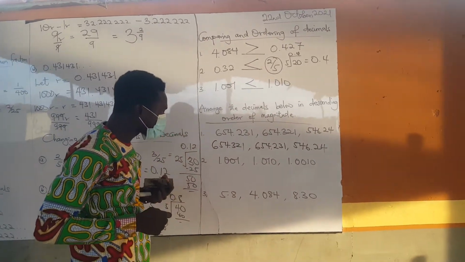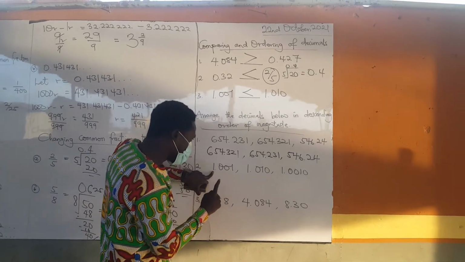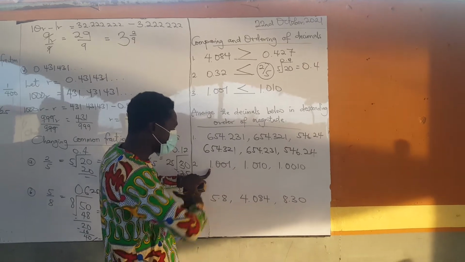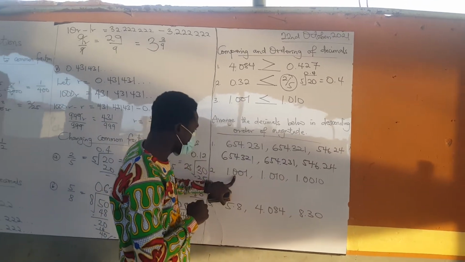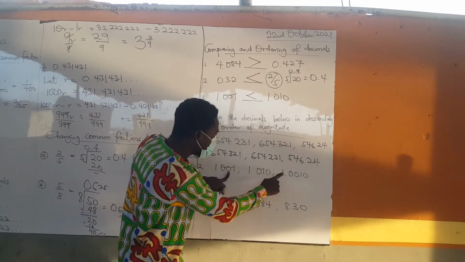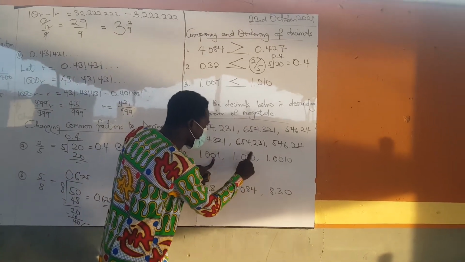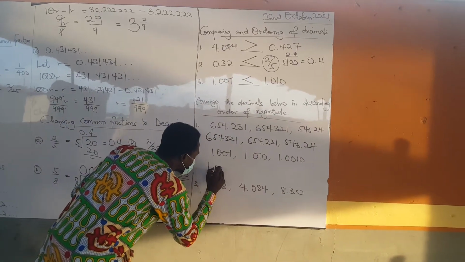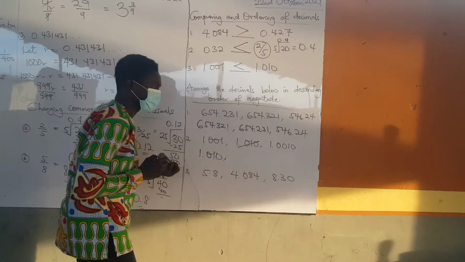Then when you come here, we are ordering. Look at the whole number parts: 1, 1, 1. They are equal. Jump to the next one: 0, 0, 0. They are also equal. Jump to the next one: 0, 1, 0. Because this is 0, this is 1, this is 0, it makes this one the highest. So the first number to bring is 1.010. So this is out.